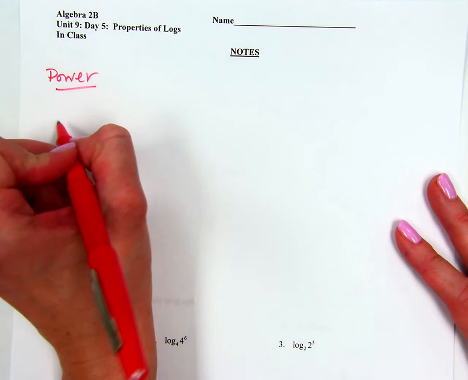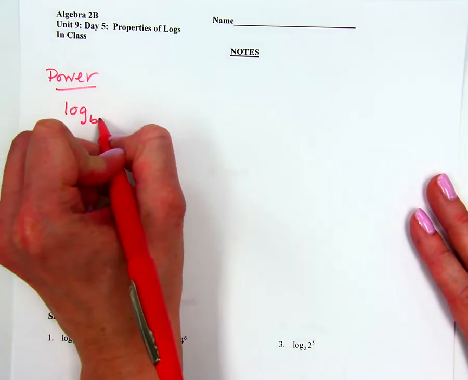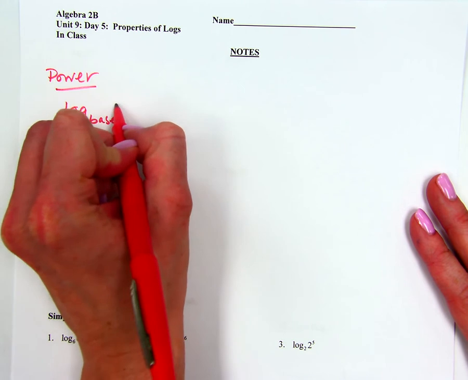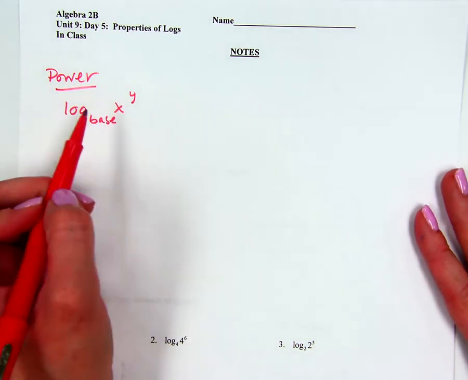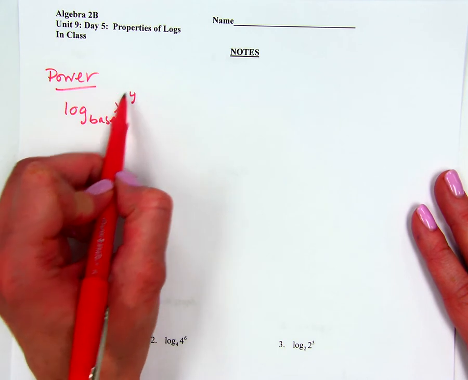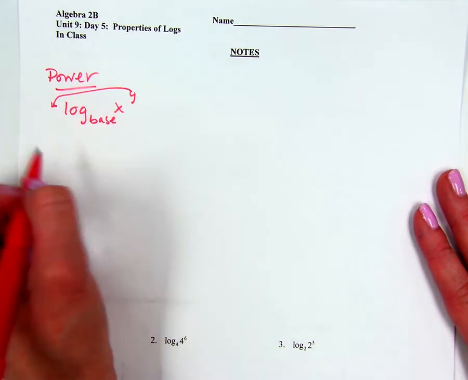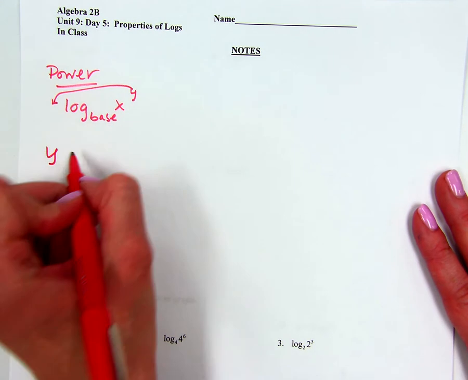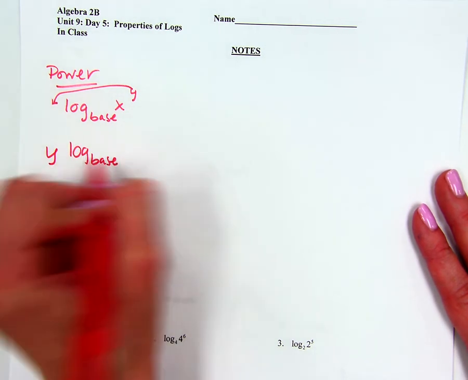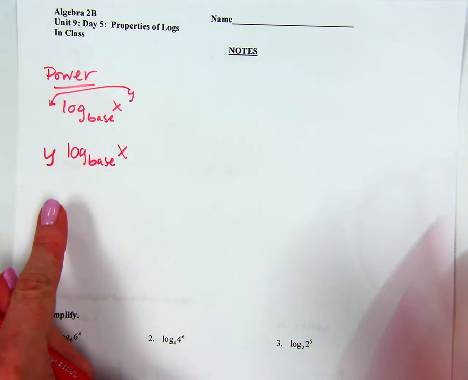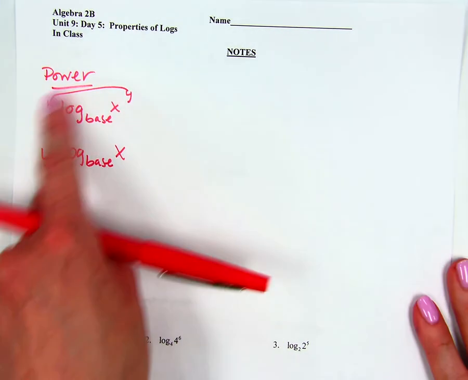So if we have our equation, log base x, with our exponent y here, this is just a reminder that if we have this exponent up here, we can bring it around to the front so that it's y log, put our base down here, and x. So that's just a review of what we did yesterday. This is like multiplication, so you're bringing your exponent out into the front.